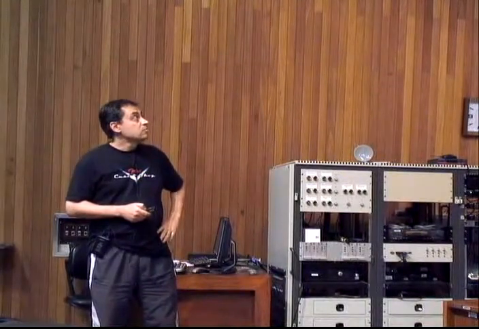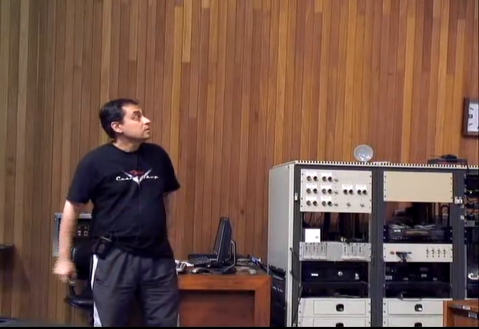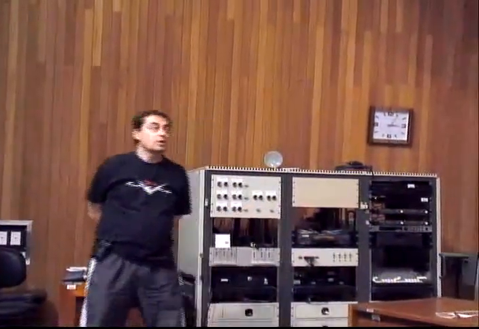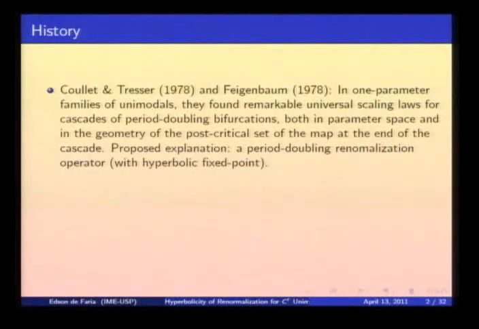So there's some short history of this subject. It starts with some empirical and numerical observations by Coullet and Tresser, and independently by Feigenbaum, who observed that whenever you have a one-parameter family of unimodal maps, if you record the places along this family where the period doubling bifurcations occur, you take down the values of the parameters and take the differences of successive parameters for which the period doublings occur, and you take the ratios of these differences. These ratios converge to some universal constant.